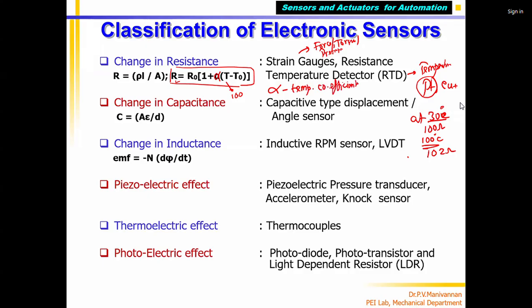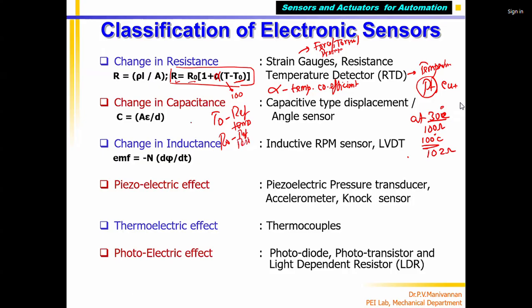Each material has its own coefficient that you can find out from the data sheets. Copper has something, aluminum, platinum, like that. Every material has a value. If you know that, then you can calculate the resistance using the formula, where R naught is the RTD sensor resistance at T naught. T naught is called the reference temperature, and R naught is called the reference resistance.